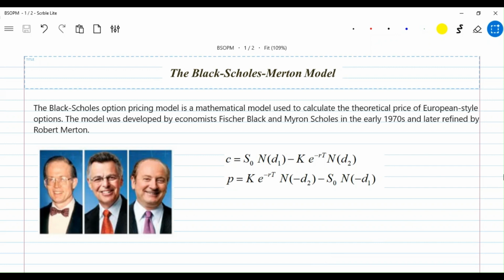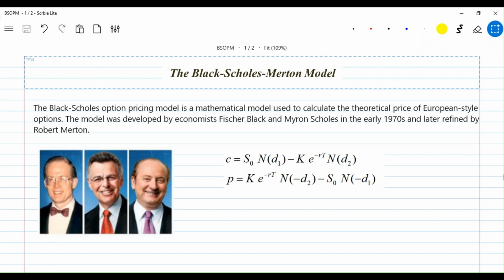And I wanted to stress this point that BSOP is only used to calculate the option value for options which are European in nature, which means a European style option which can be only exercised at the expiry of the contract. This model was developed by economists Fisher Black, Myron Scholes, and Robert Merton, and we will just look into it. What is the formula?